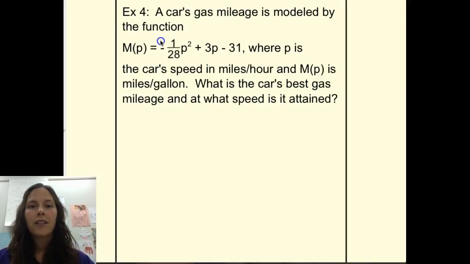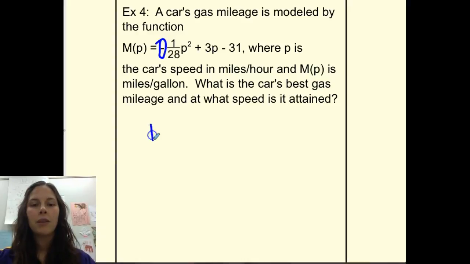Example 4, we are given an equation for gas mileage based on the speed. What speed for this particular car, because it's different for each make and model, would give us the best gas mileage? Again, this graph would open down, so our vertex is a maximum. So we want to find, in this case, the p-coordinate of our vertex, opposite of b over 2a. Our b is 3.